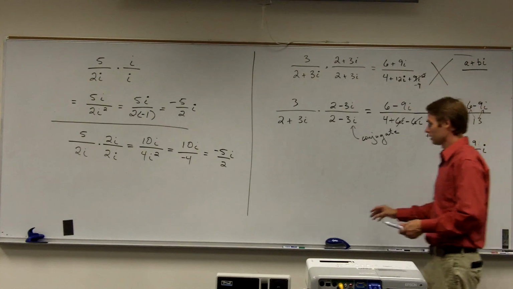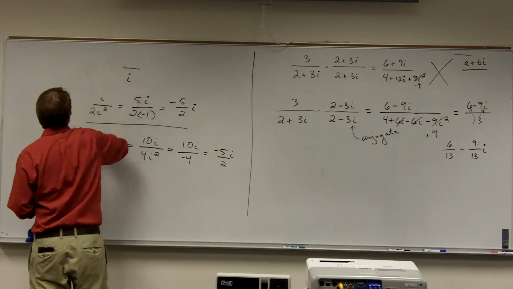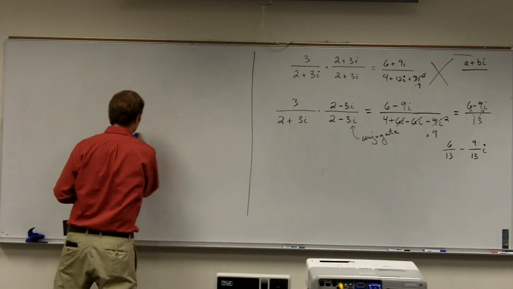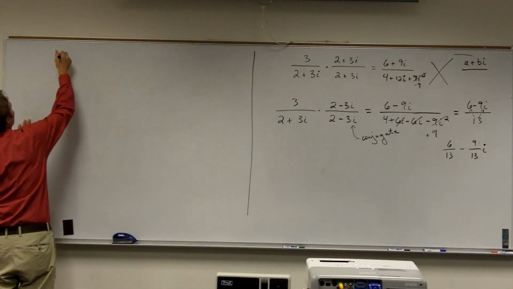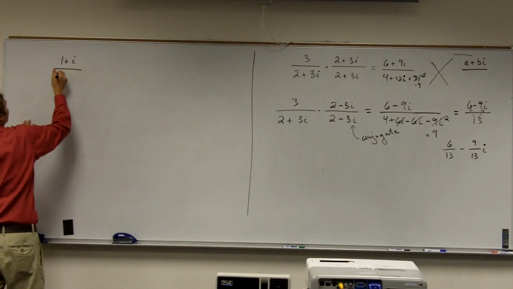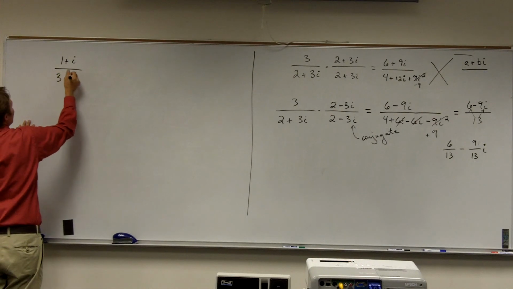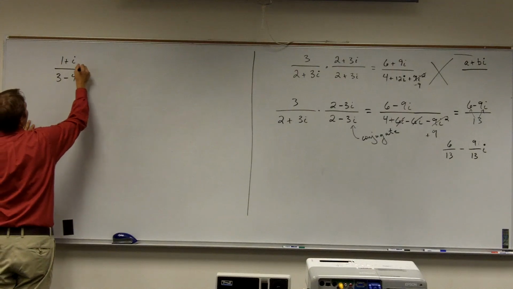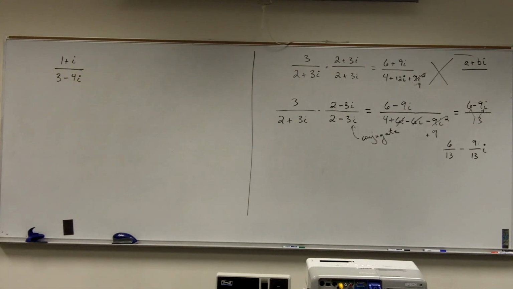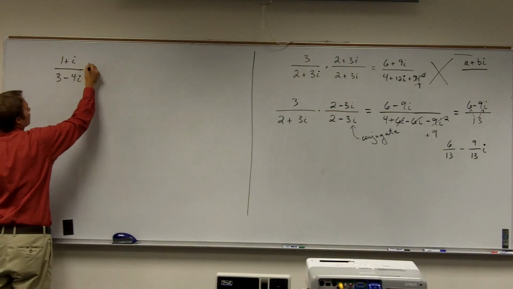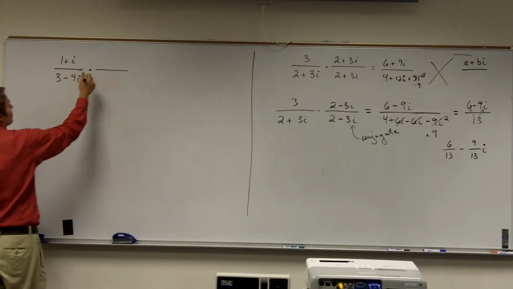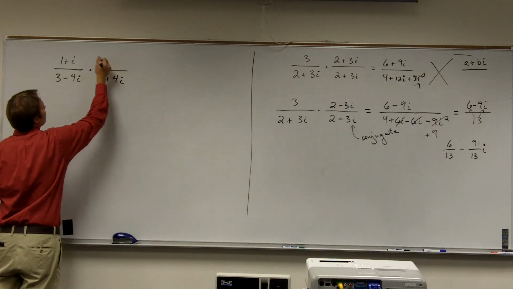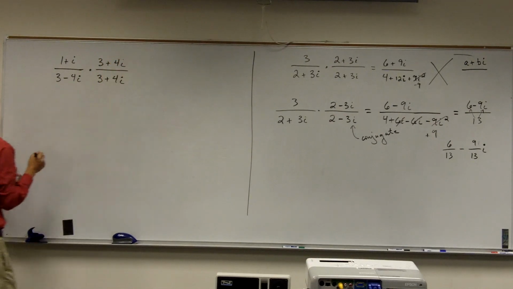We can do one more of these. So how about 1 plus i over 3 minus 4i. I want to rationalize this. Should multiply by, what are we going to pick? 3 plus 4i. Right, so the conjugate of that would be 3 plus 4i. So 3 plus 4i over 3 plus 4i.